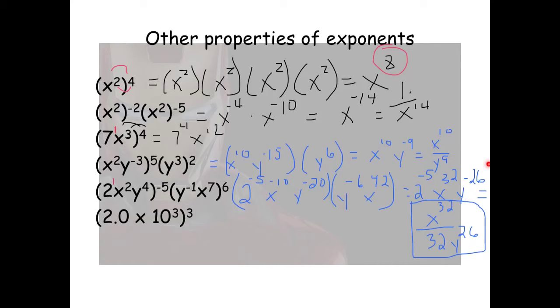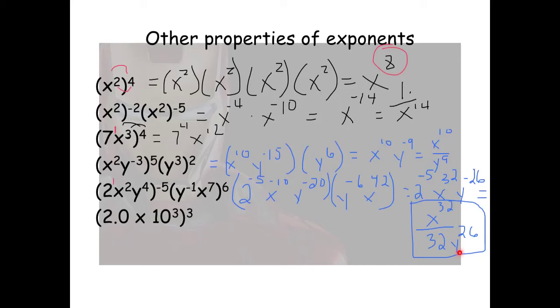Okay, so now we just have to handle our negative exponents. So 2 to the negative 5th, the negative exponent sends it down to the denominator. And that would be 2 to the positive 5th down here, which is 2 times 2 times 2 times 2 times 2, which actually equals 32. x to the 32nd power stays where it is in the numerator. And this y to the negative 26, the negative exponent sends it down as y to the 26th power.